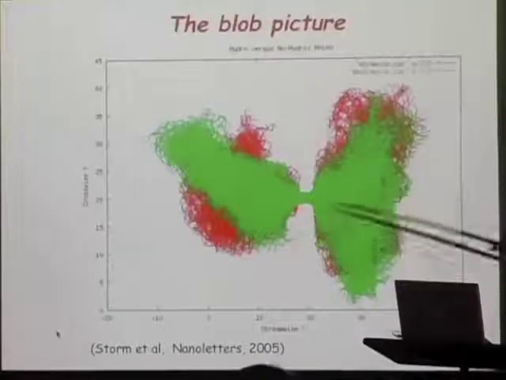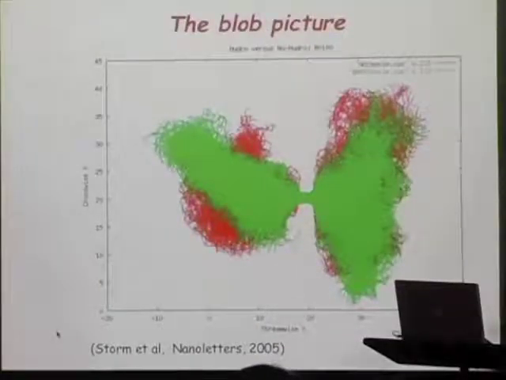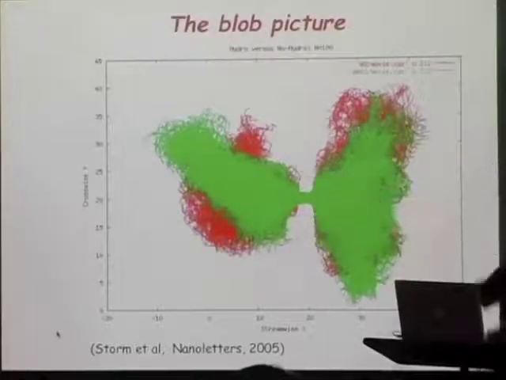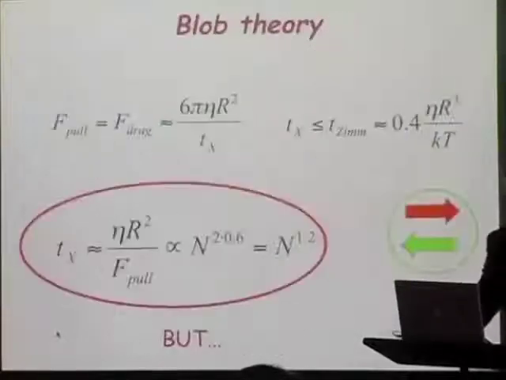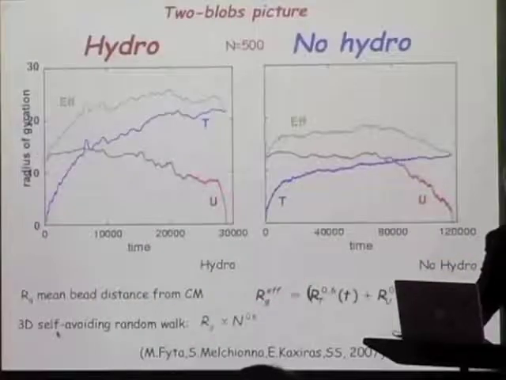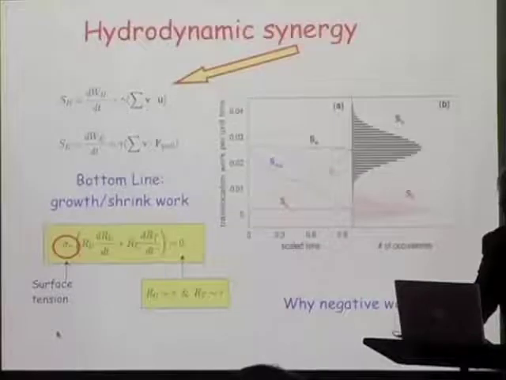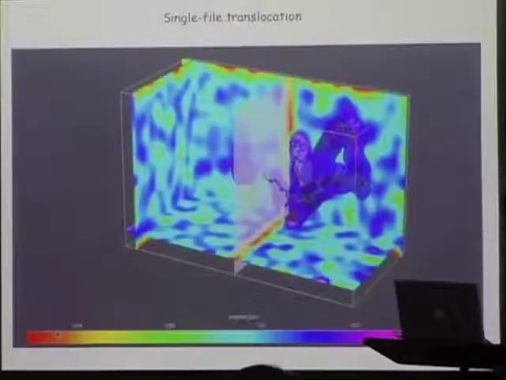This is the very first picture we drew, and the idea is that here the blob would be the right one. But when you do the simulation, you get something else. So I would skip that, and let me show it directly, and we'll eventually come back to this later.